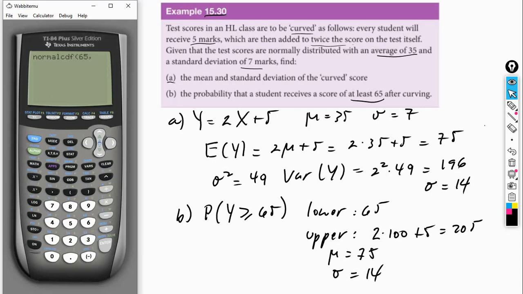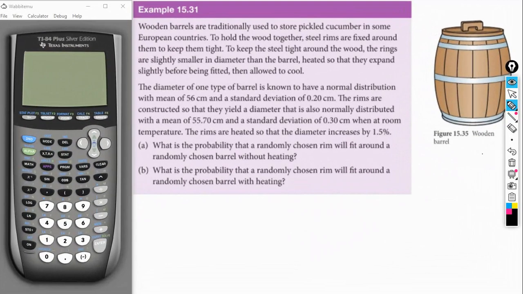We have that the upper limit is 205. We have that the mean is 75. And the standard deviation is 14. So now we hit enter, and there is a probability. So it's going to be 0.7625, or 76.25%.